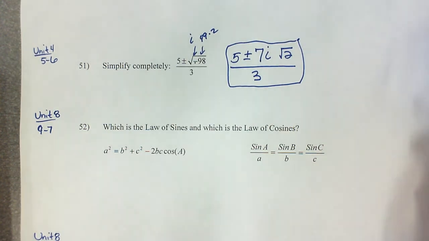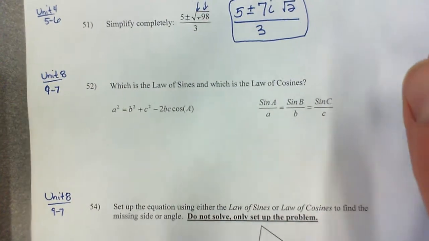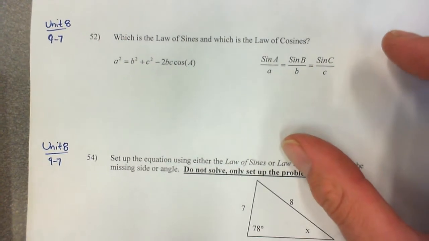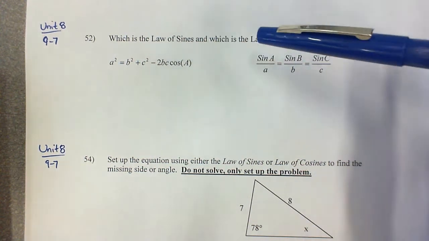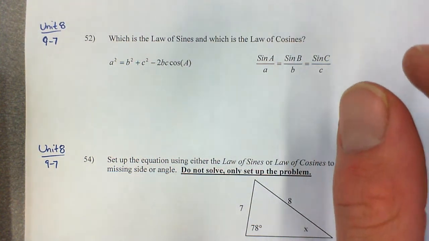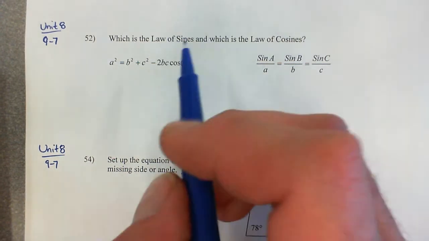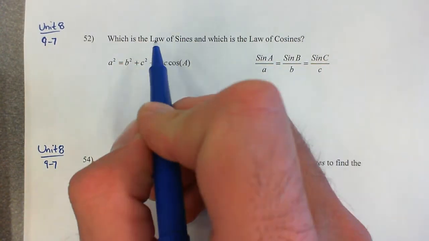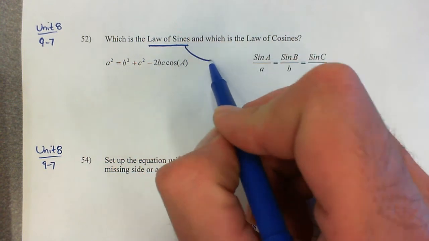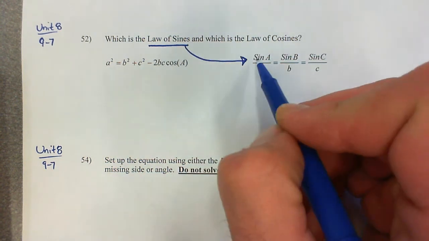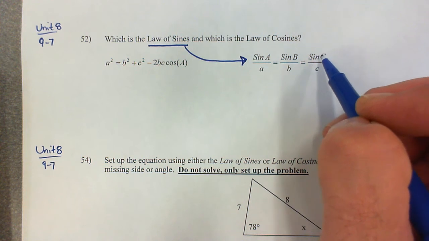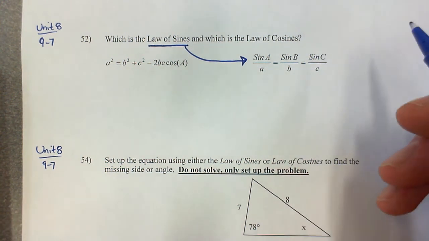Okay. The rest of the questions in this video are going to be from unit number 8. And in unit number 8, we had the law of sines and cosines, and that's what these problems are going to be in reference to. So first is to determine which formula is which. So first says, which is the law of sines? Well, the law of sines is the one that's going to have a sine in it: sine of A over side a, sine of B over side b, sine of angle C over side c.